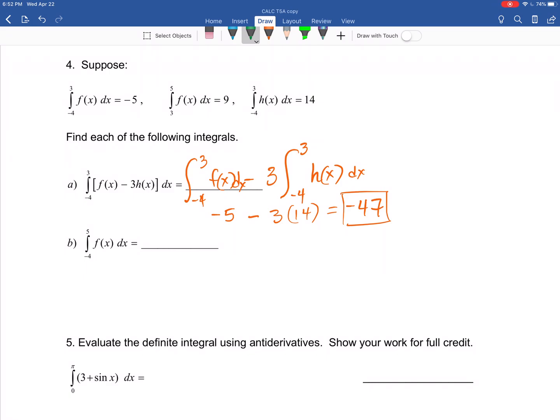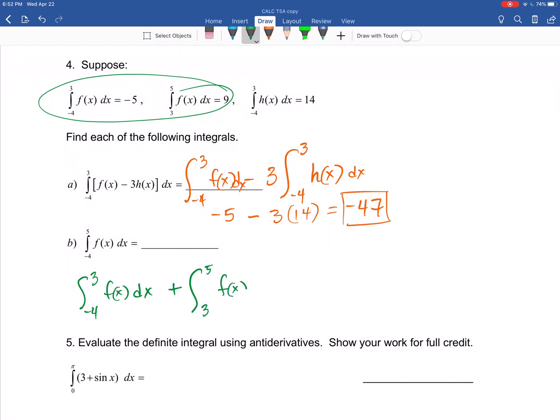Okay. How about this one? -4 to 5. Now think about these two. This is f of x only. Think about this: the integral from -4 to 3 of f of x plus the integral from 3 to 5 of f of x. The first one is the area from -4 to 3, this is the area from 3 to 5. Add them up, and you're going to get the area all the way from -4 to 5.